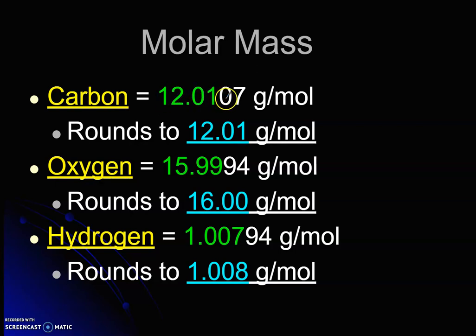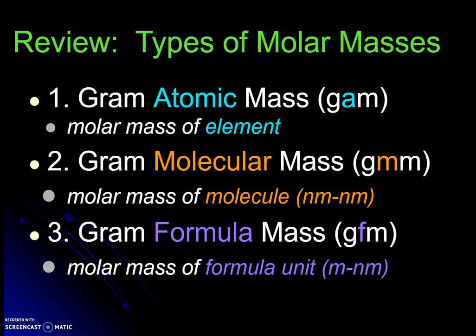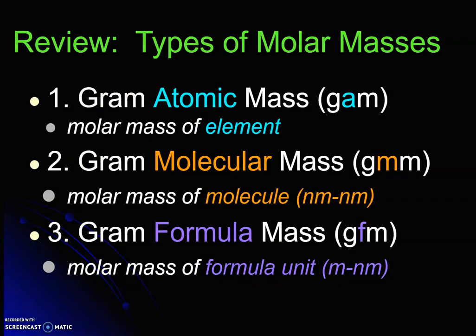So carbon, 12.0107 on the periodic table. We round to 12.01. Those are our 2 places here. Oxygen, 15.99994, rounds up to 16 even. And hydrogen is the one that gets those 3 decimal places. And this 9 forces this to be 1.008. Okay, so those are the most common ones that we use all the time, so you're most likely going to memorize them. And don't forget, we have 3 different types of molar masses.